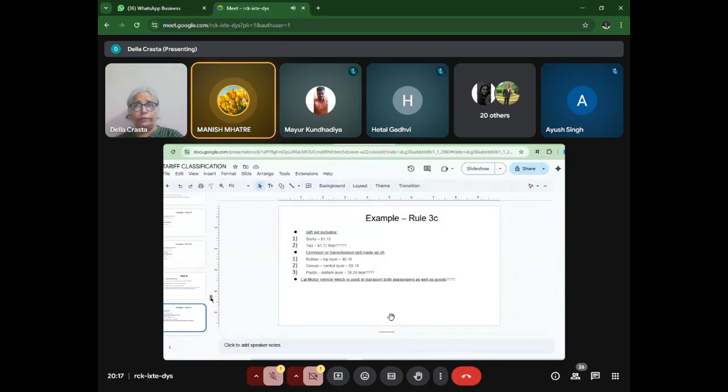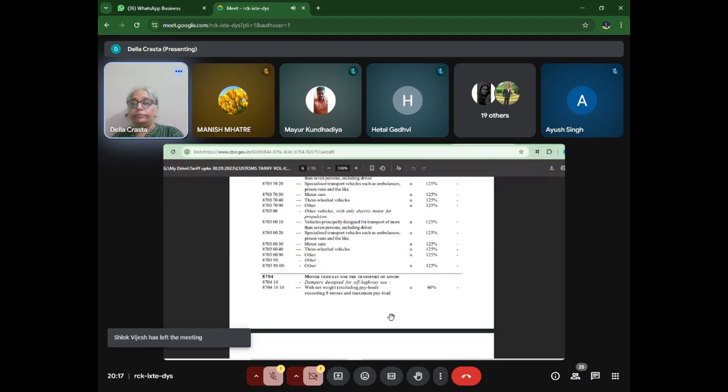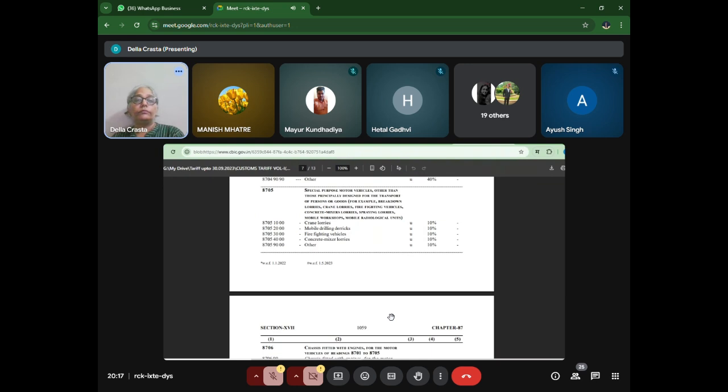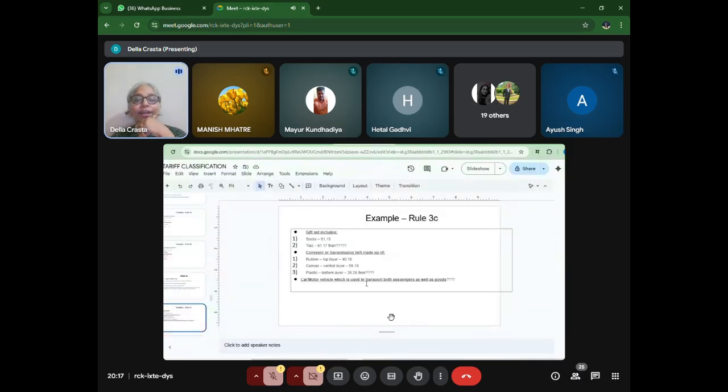मैम 8705 में, चलो 8705 में भी जाते हैं. क्या है 8705? Special purpose motor vehicles other than those principally designed for the transport of person or goods. Person or goods. और ओके. जो डिस्क्रिप्शन जो मैंने दिया है, as well as goods, passengers as well as goods लिखा है. Tariff language.